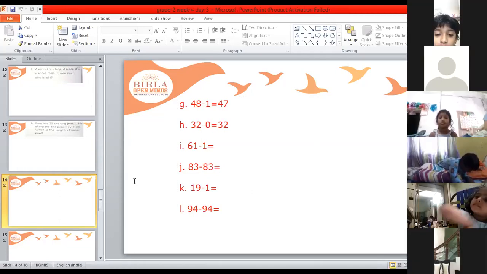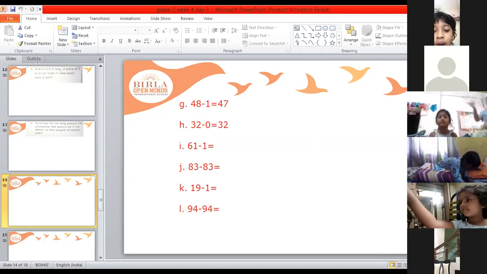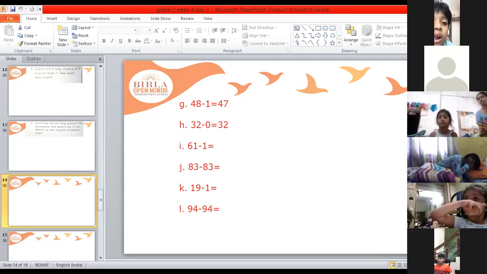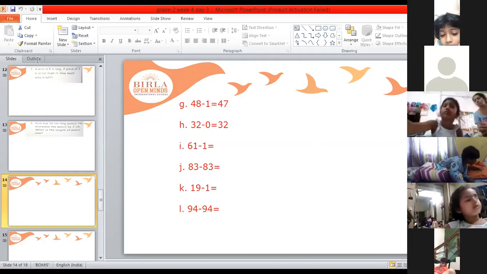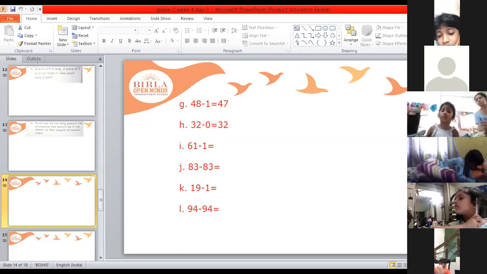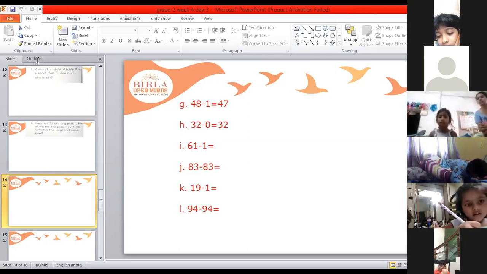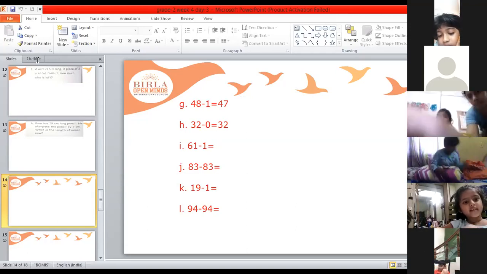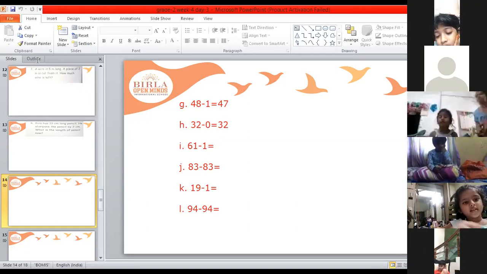Yes, Ananya, tell me the answer. Think of the number which comes just before 61. Ananya, you need to unmute yourself. 60. Yeah, 60 comes just before 61. So this means 61 minus 1 is equal to 60. That's the correct answer.